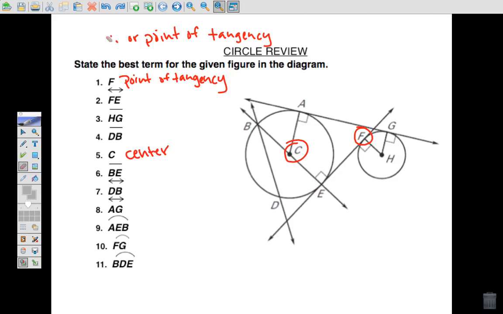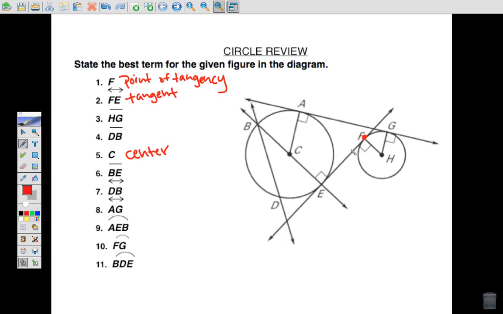So a point of tangency is where a tangent line meets the circle. So by definition, the tangent line intersects the circle at just one point. So that point is the point of tangency. So this line right here is a tangent line because it intersects this circle just right here at point F. So let's see if FE, line FE, is a choice. It's right there, so that is a tangent line.